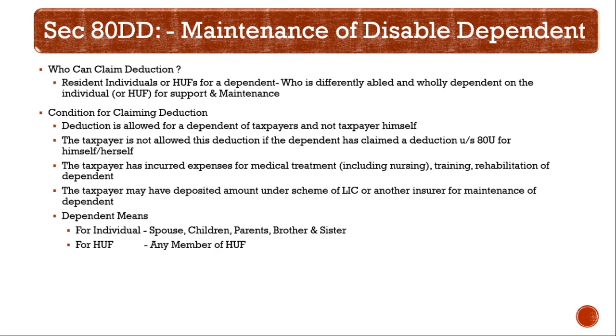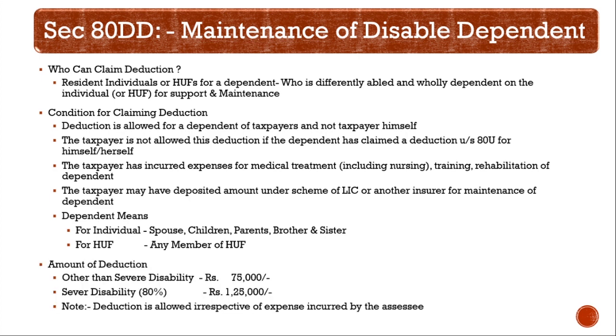This section is almost similar to Section 80U. Here also, just like 80U, there is no compulsion to produce medical bills or any other evidence for the expenses incurred. It means that here also there is a flat deduction of rupees 75,000 if the person has disability other than severe disability, and a flat deduction of rupees 1,25,000 for severe disability of 80%. Make a note that there is no compulsion in producing bills, but you have to incur expenses for the dependent.